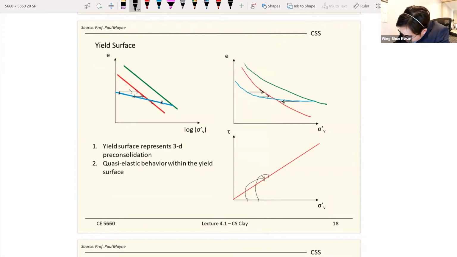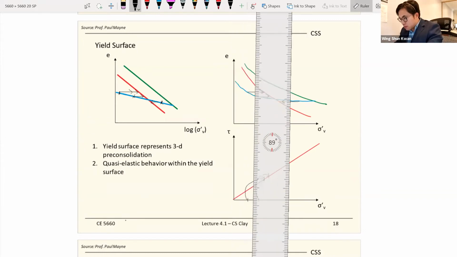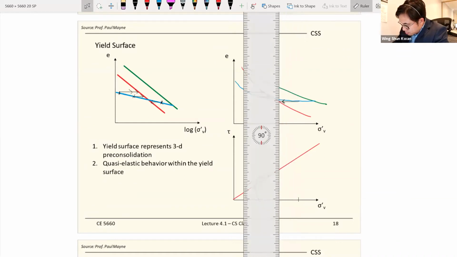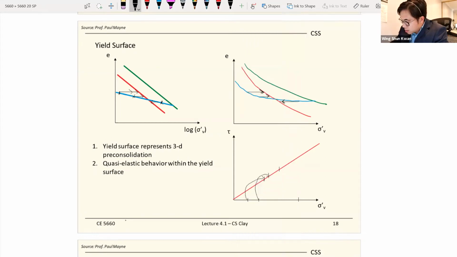So we go this way. And then for the third test, you have a contractive behavior instead of a dilative behavior. This is where it starts. This is where it ends. So you're not generating excess pore pressure. This is kind of the extreme case, even for overconsolidated soil.